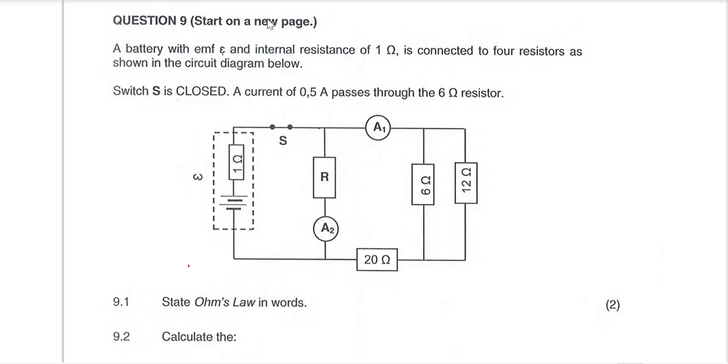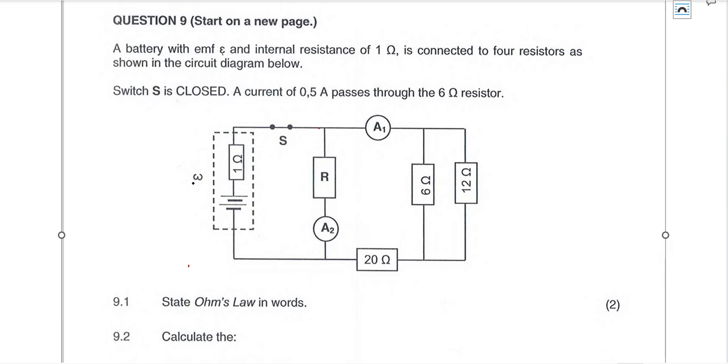Today, we'll be doing question 9, electricity, from the Mpumalanga trial question paper. So let's start. A battery with EMF E and internal resistor of 1 ohm is connected to 4 resistors as shown in the circuit below.